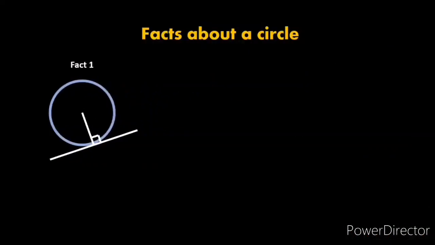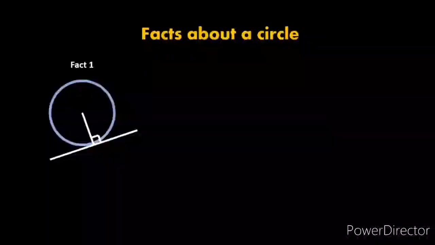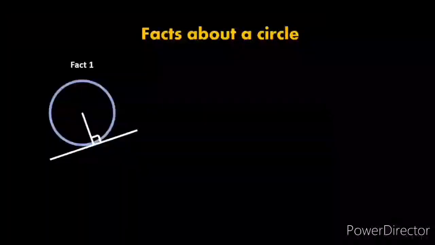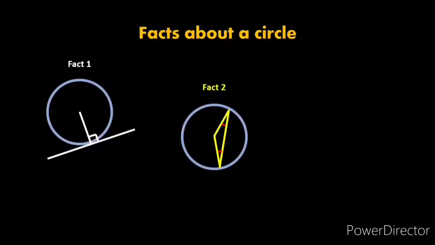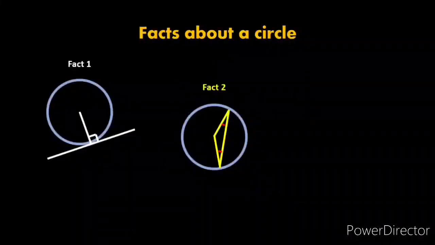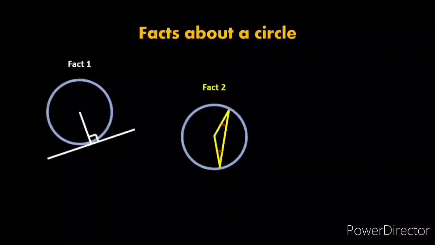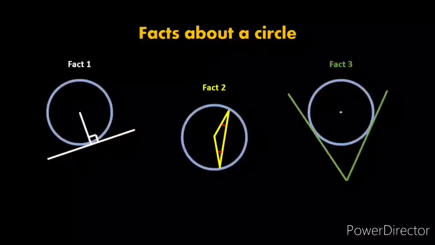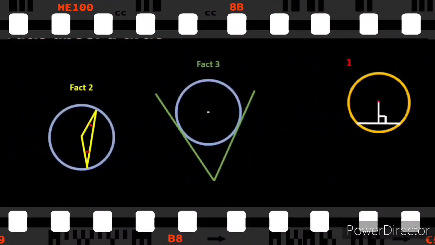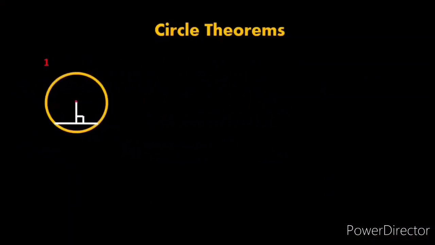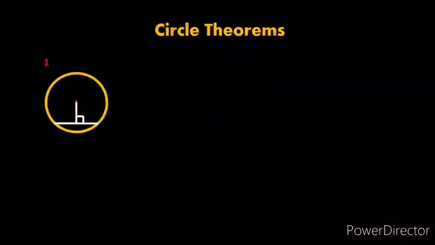Facts that you should know about a circle are, firstly, the angle between a radius and a tangent is 90 degrees. Fact 2. A triangle which has one vertex at the center of a circle and 2 vertices on the circumference is an isosceles triangle. This means that our angles at the circumference are equal to each other. Fact 3. Tangents that meet at a point outside of a circle are the same length. It is now safe to say that we know the parts of a circle and facts about a circle.